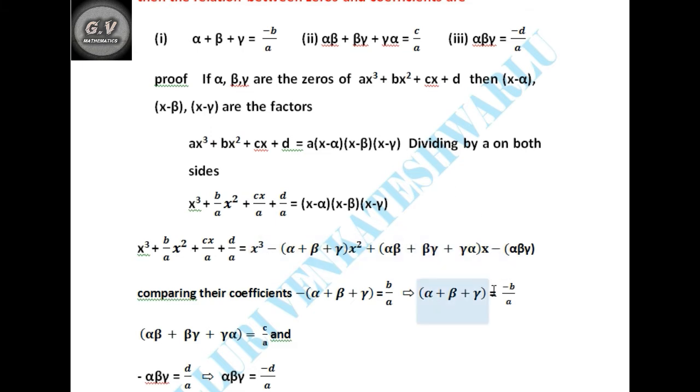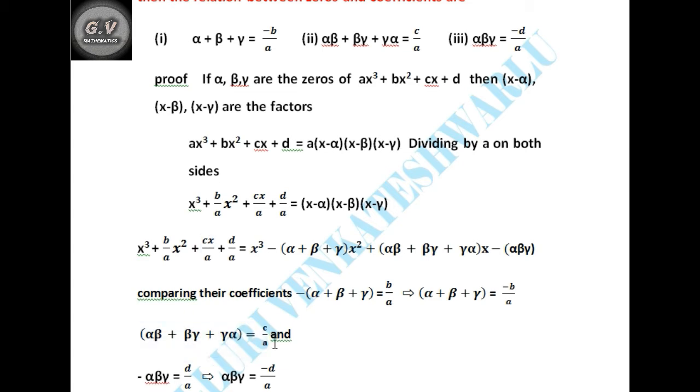Next, comparing x coefficients. What about the x coefficient? Alpha beta plus beta gamma plus gamma alpha is equal to c by a, where the x coefficient is c by a. Comparing the x coefficient, alpha beta plus beta gamma plus gamma alpha equals c by a.